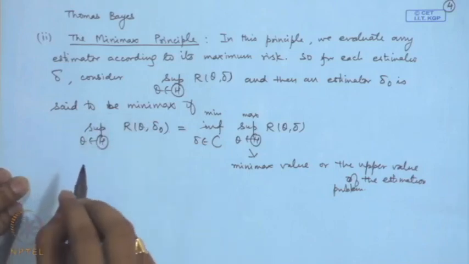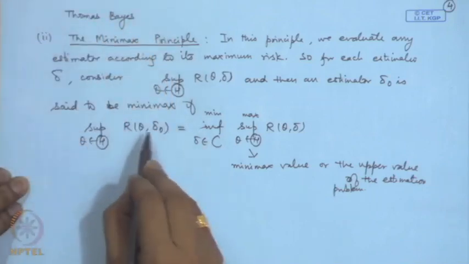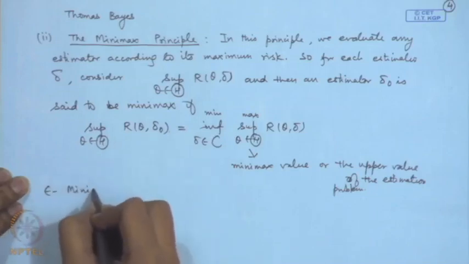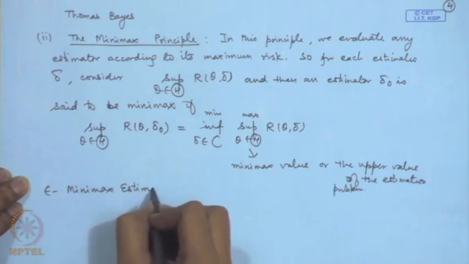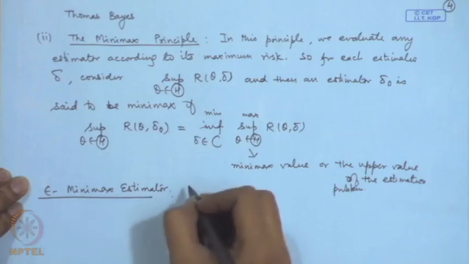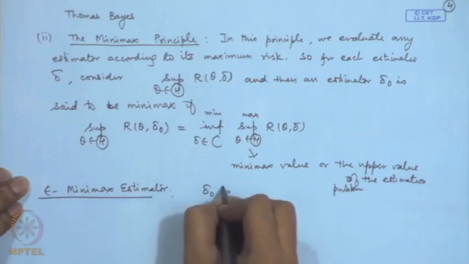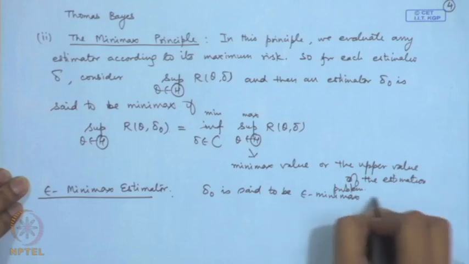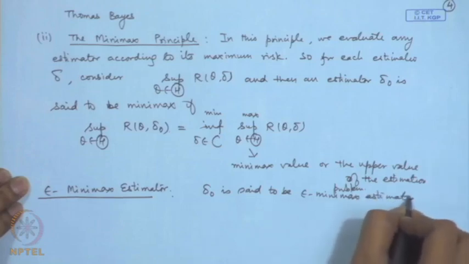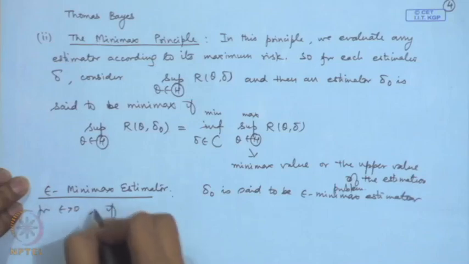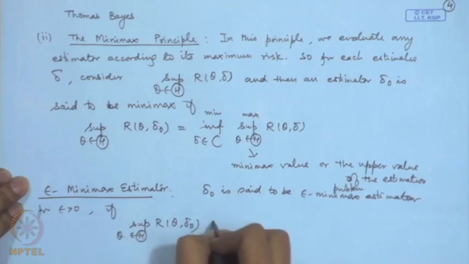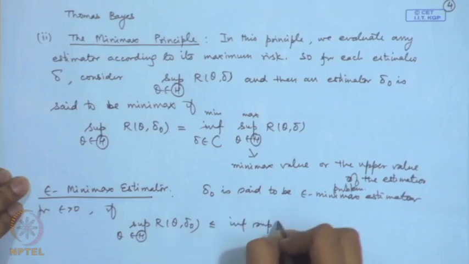Once again, like in the case of Bayes estimation, one may not be able to find out the infimum. So, we can define an epsilon minimax estimator. An estimator delta naught is said to be an epsilon minimax estimator for epsilon greater than 0 if the supremum of r(theta, delta naught) is less than or equal to the infimum supremum of r(theta, delta) plus epsilon.